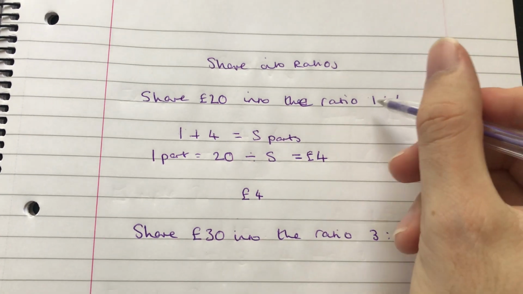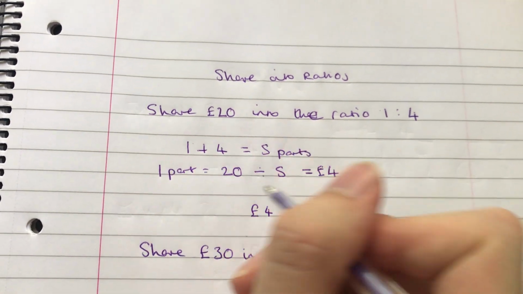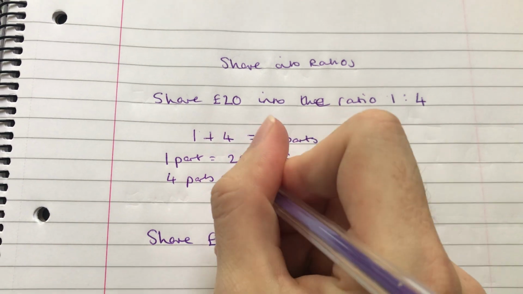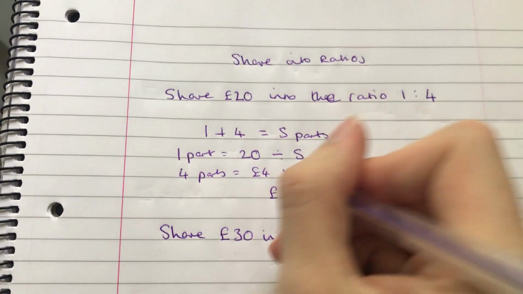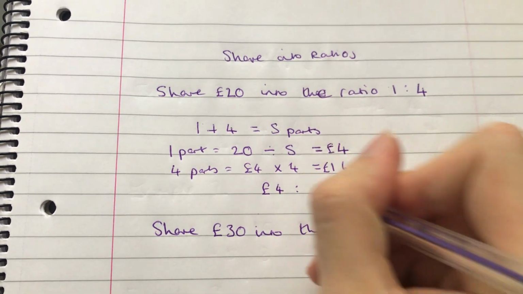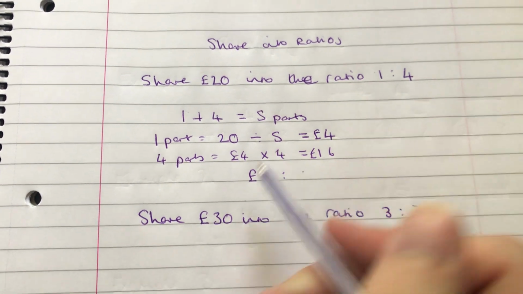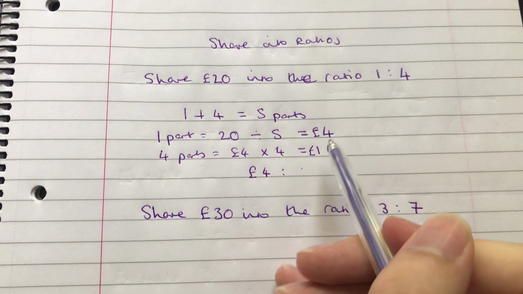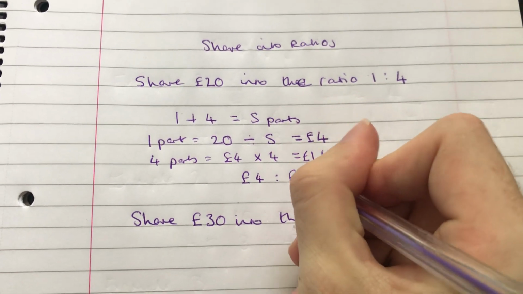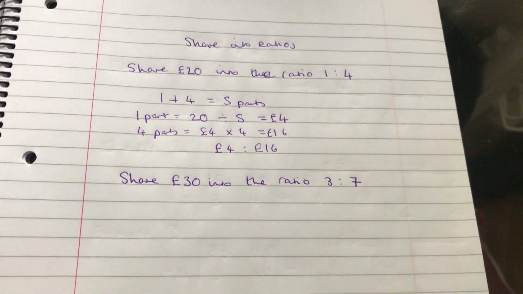But we want to find now 4 parts because there are 4 parts on the right-hand side. So 4 parts would be 1 part, which is £4, multiplied by 4. So 4 multiplied by 4 is 16. So we can write on the left-hand side, because 1 part here is worth £4, and we know 4 parts is worth £16. So we'd write £4 to £16. That's how we would share £20 in this ratio.